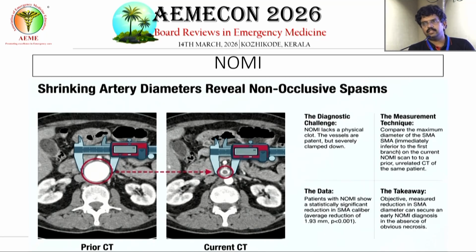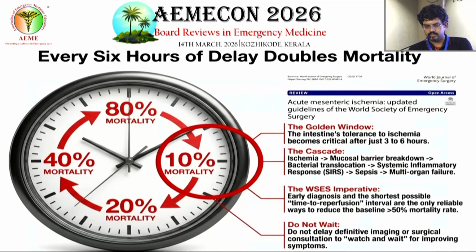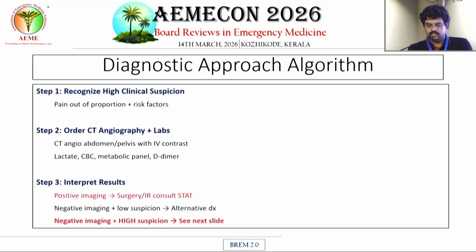The other is, the first scan will show the normal SMA diameter. But after some time, when you repeat the scan, there will be a decrease in the size of the SMA. More than 2 mm decrease is again suggestive of non-obstructive mesenteric ischemia. So 6 hours we have discussed, and every hour mortality increases by 10%. So high-risk suspicion should be there.